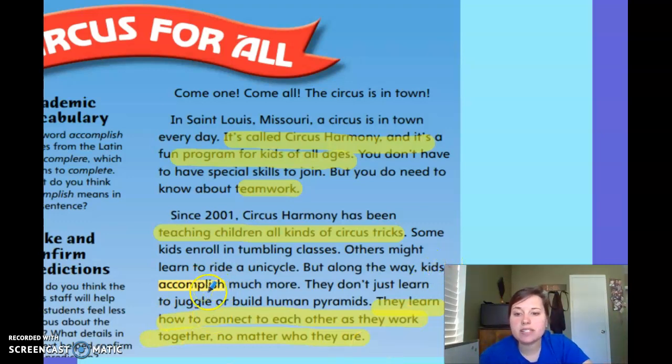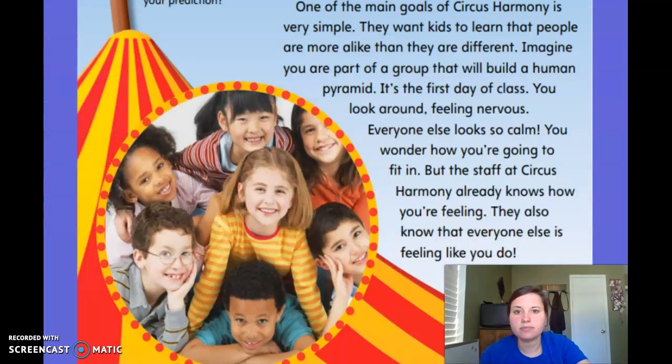So this highlighted word here is accomplish: but along the way, kids accomplish much more. And accomplish means that you complete it. You are able to do something. Just like if I were to accomplish doing my chores, then that means I finished all my chores in my house. If I accomplish graduating to 5th grade, that means I finished 4th grade. I accomplished it. I got it done.